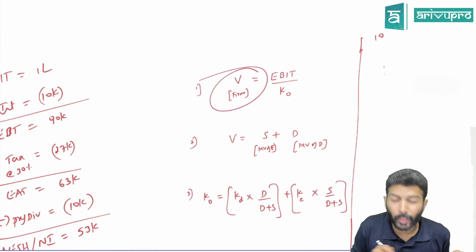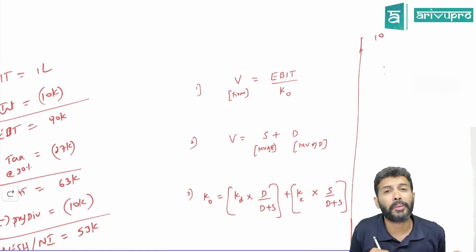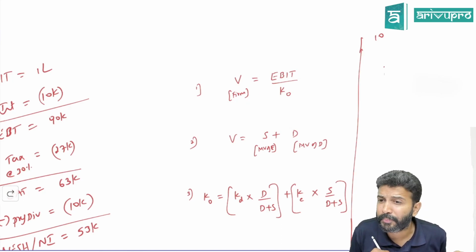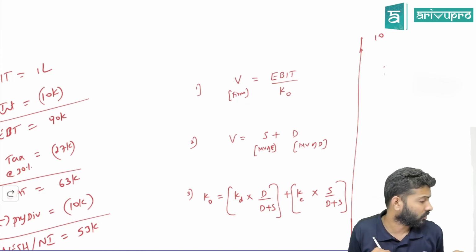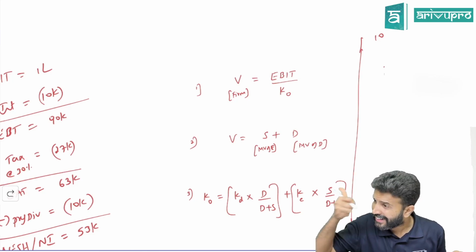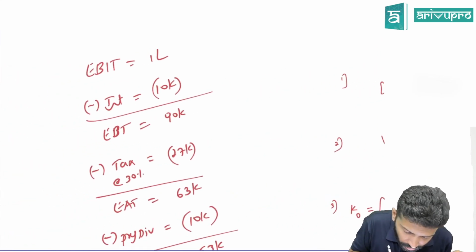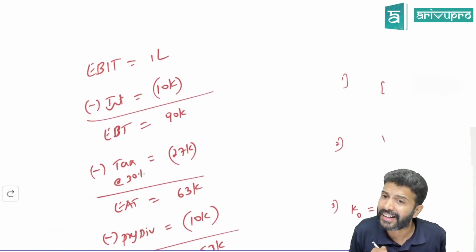Now, why did you take EBIT in the first formula? Because you are finding the value of the firm. Value of the firm means value of the total finance, no? Total finance means the debt people are also included? Yes. That is the reason you took earnings before interest and tax.